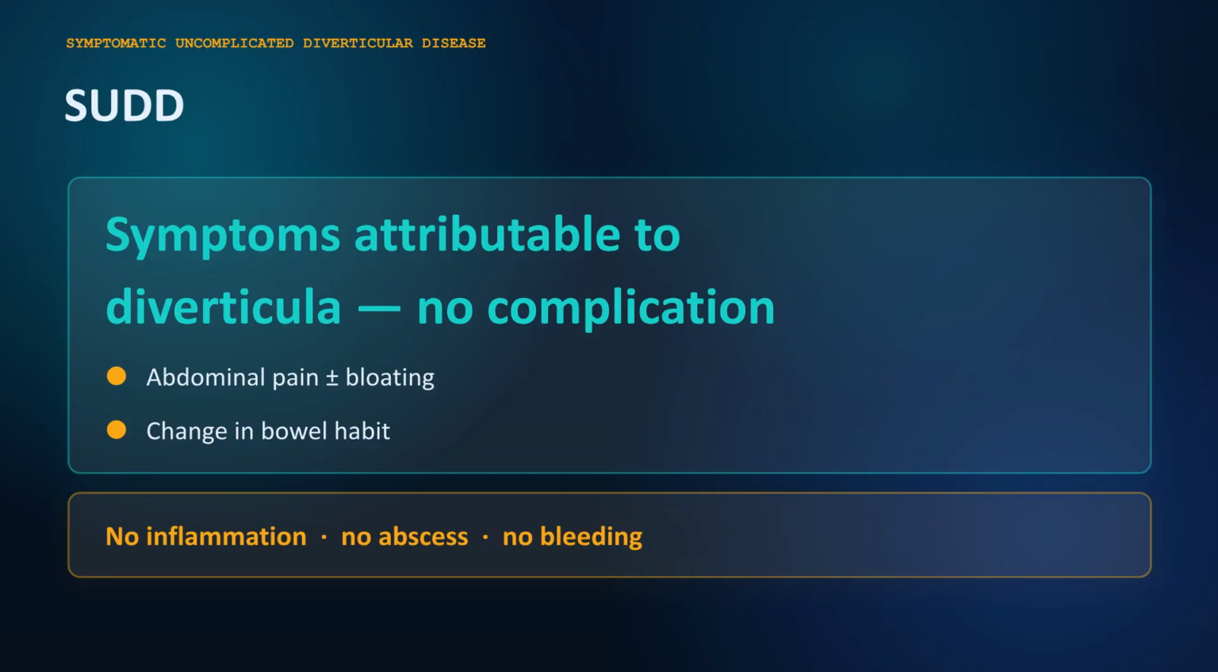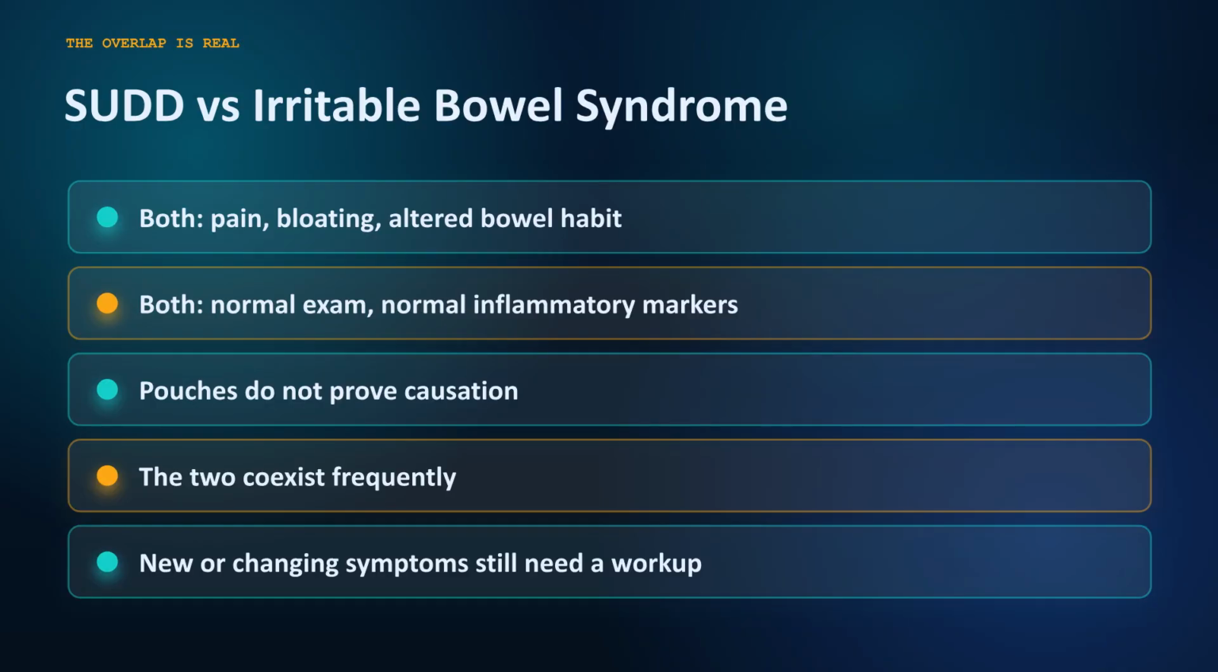2 years of crampy left lower quadrant pain and bloating that eases after a bowel movement, in a colon that we now know is full of sigmoid diverticula. But it is a diagnosis of exclusion. You earn the label by ruling out the complications first. But be careful here.